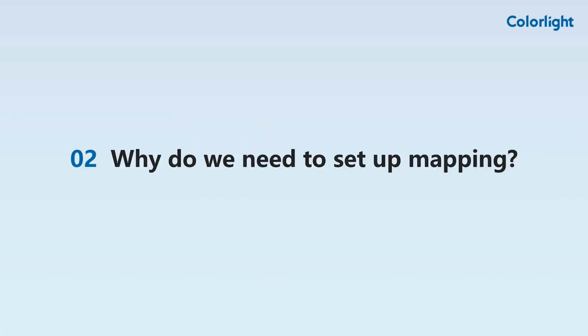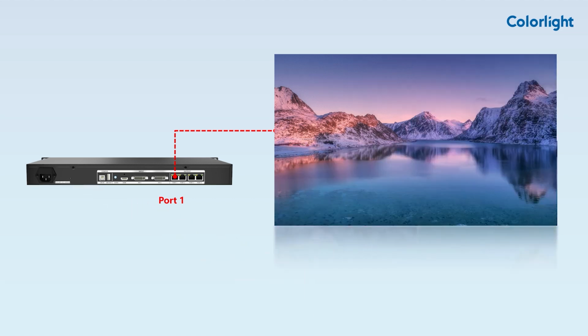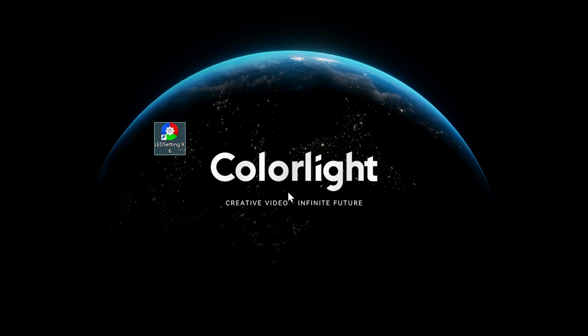Secondly, why do we need to configure the mapping? If the processor cannot match the installation order of the receiving card, the LED screen may show disordered images or fail to display the corresponding signal images. To solve this problem, we will now explain how to set the mapping.